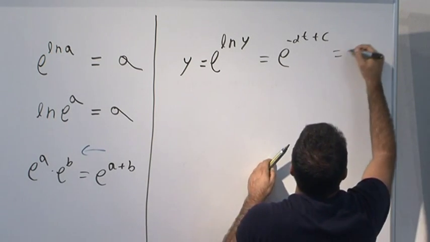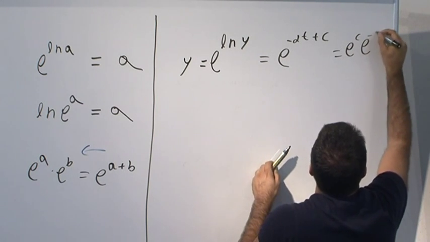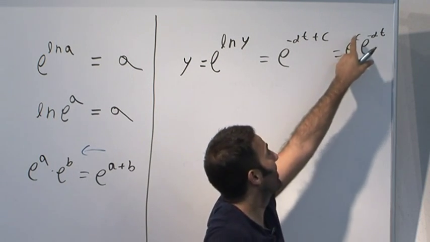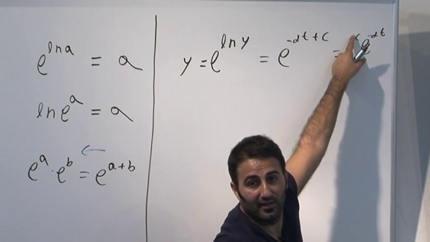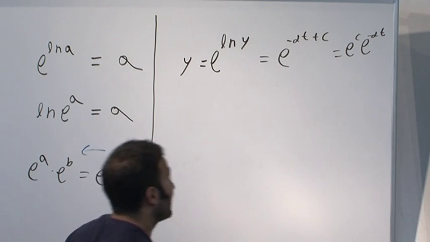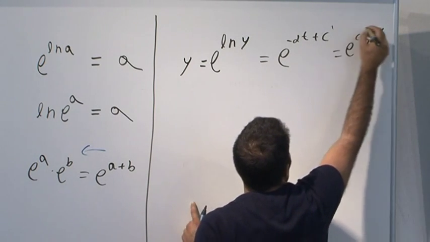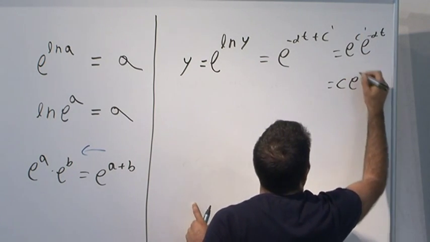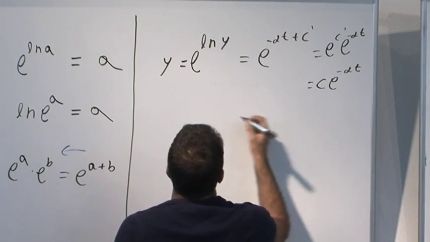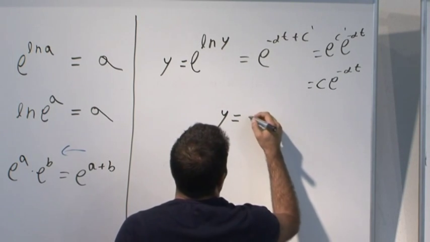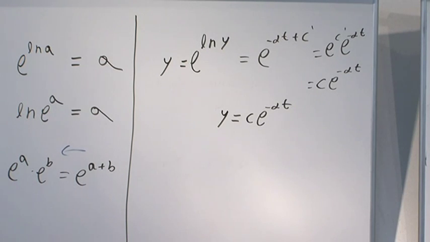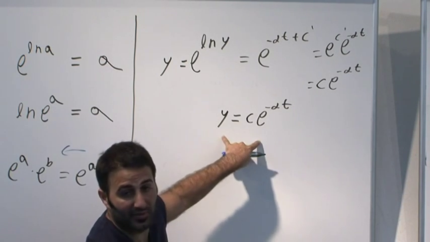equals e to the power of c times e to the minus alpha t. And e to the power of c, what is it? It's a different constant, but it's still a constant, so I can just call it c. Or maybe I can say that here it was c tag, and now it will be c times e to the minus alpha t. It's just a constant. So altogether, we get y equals c times e to the minus alpha t. And this is almost a full solution.